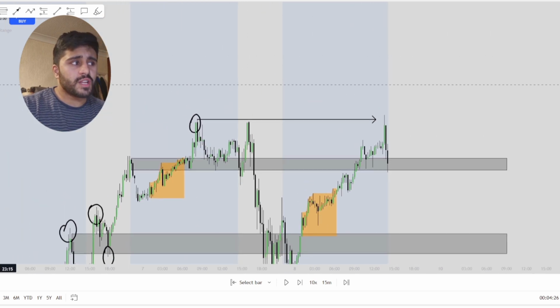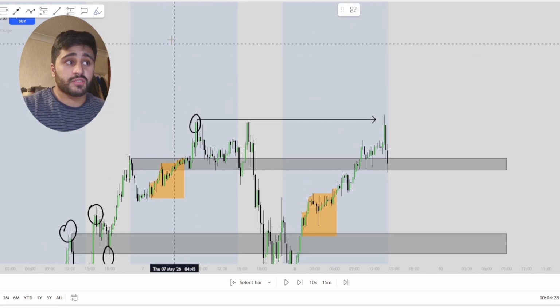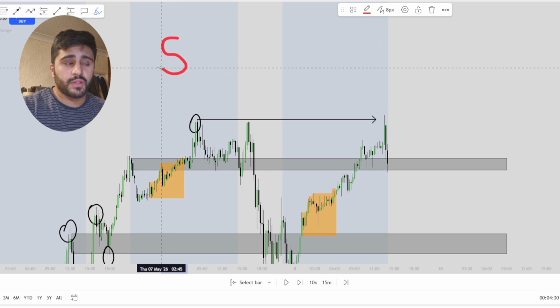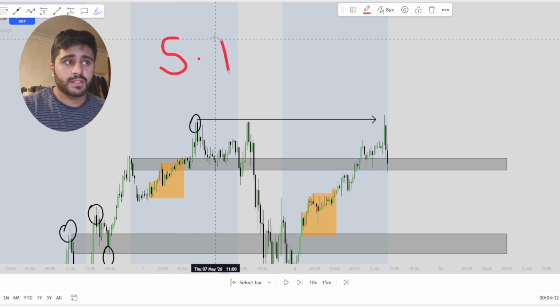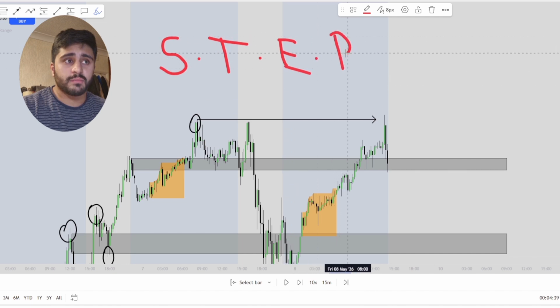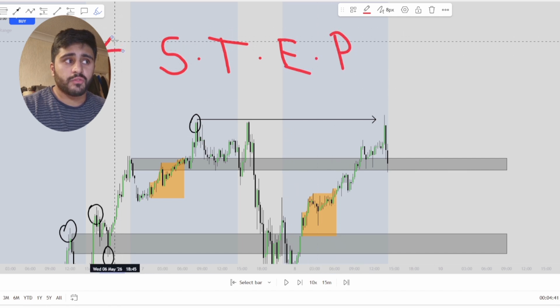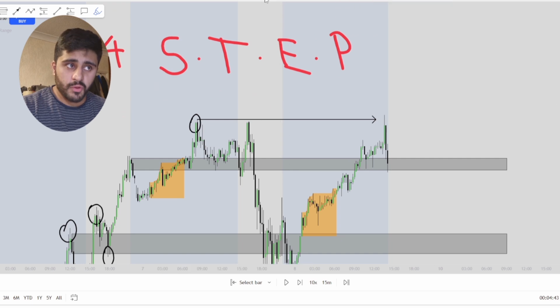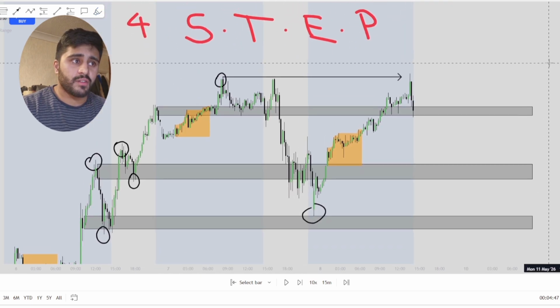So the 4-step process has, as the name suggests, 4 steps. We look at structure, we look at targeted liquidity, we then look for an equilibrium, and then we look for a price imbalance. And so this is what we call the 4-step positioning process. Okay, let's start with market structure. So how do we actually define market structure?